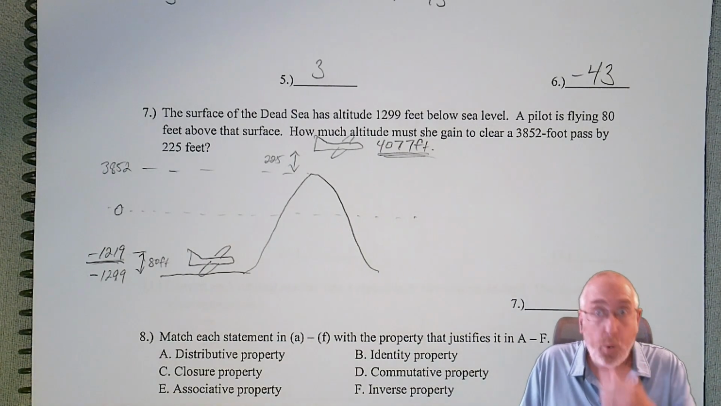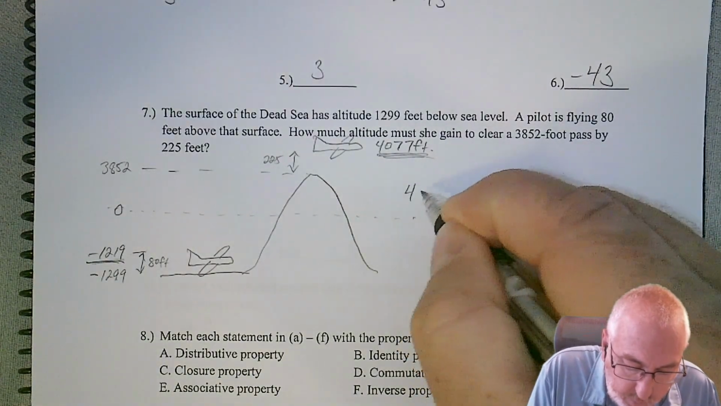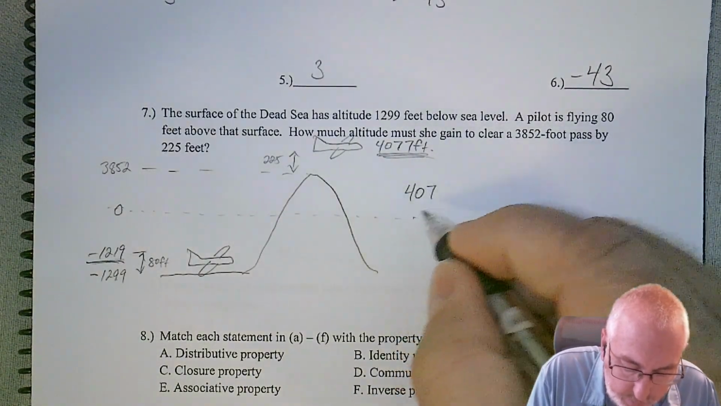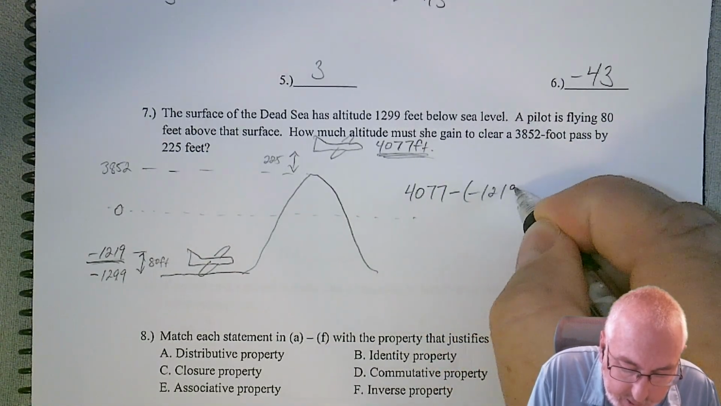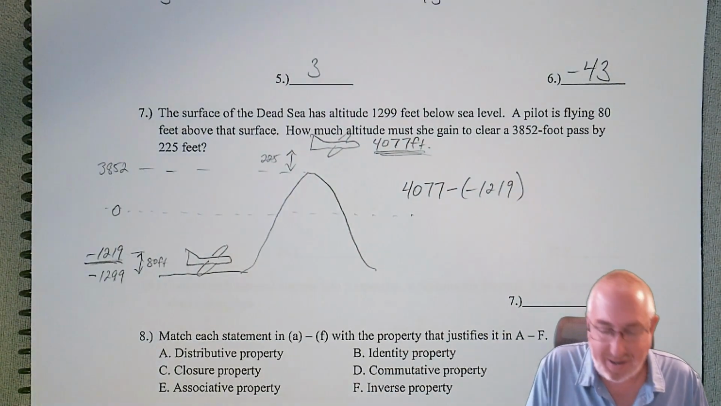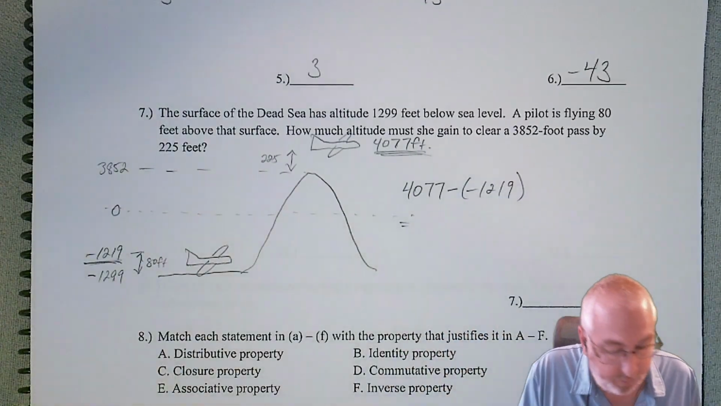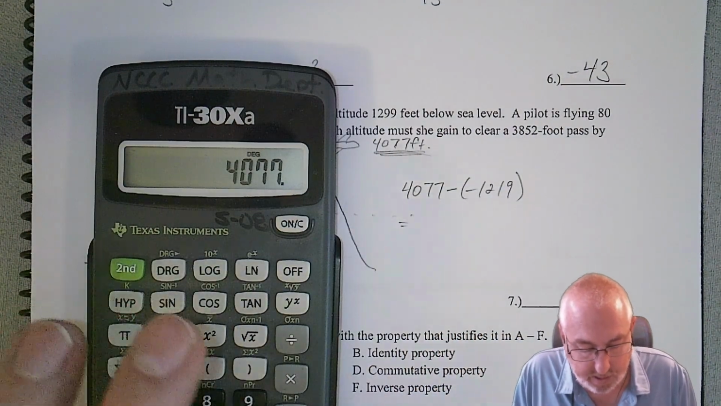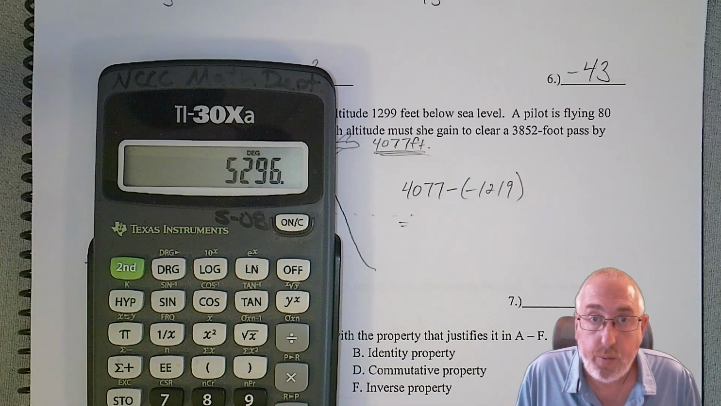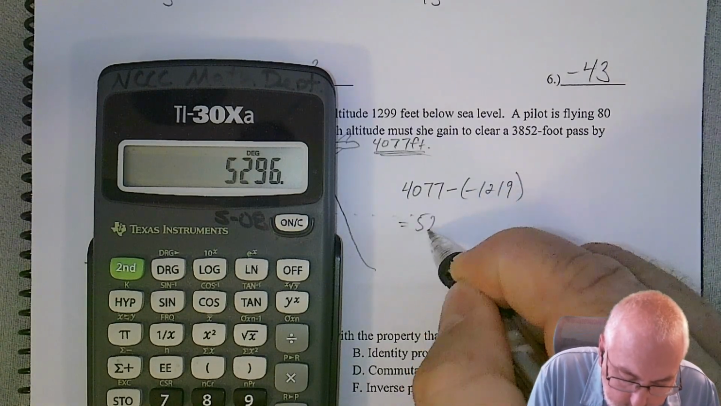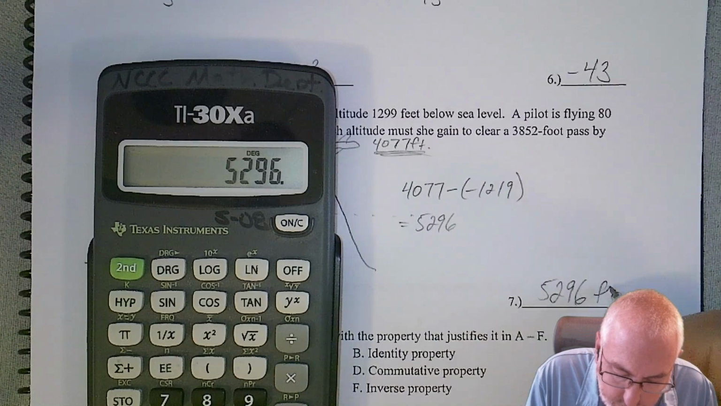So we need the difference. How far apart are those? We need the difference. So if we said 4,077 minus a negative 1219, we can see what happens, right? We have our double negative here, so we're going to add those together. And if we do that, just to be safe, 1219, 5296. So 5296 feet.